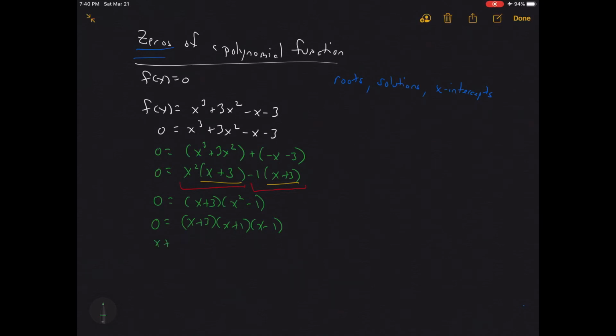So you would have x plus 3 equals 0, x plus 1 equals 0, and x minus 1 equals 0. If I solve each one of those for x, the first one I would subtract 3 on both sides, and we would get x equals negative 3. The second one I would subtract 1 on both sides and get x equals negative 1. And the last one I would add 1 on both sides, and I would get x equals positive 1.